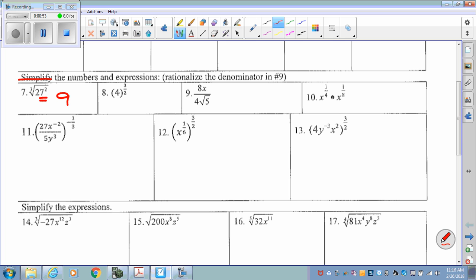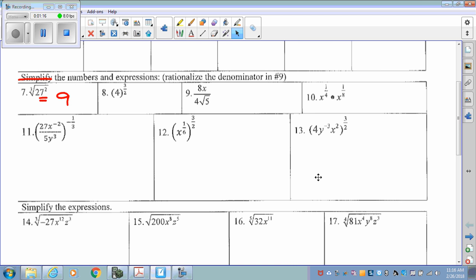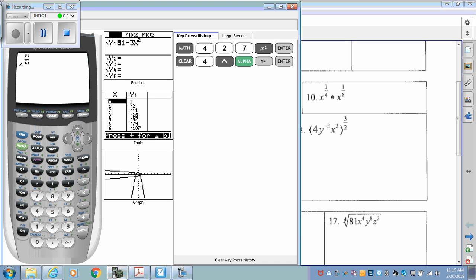I just enter it into the calculator. So this is 4 to the 3/2 power. So I'm going to do 4, and then I'm going to hit the caret to make it go up for an exponent, and the exponent is a fraction, so I'm going to hit alpha y equals, and then it was 3/2. Yeah, 3/2 power. So I'll just do 3 over 2, and then hit enter, and my answer is 8.